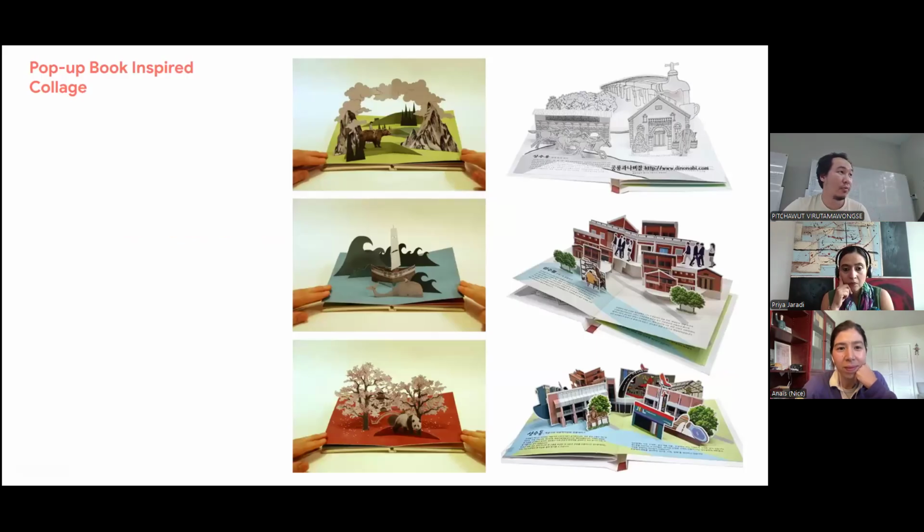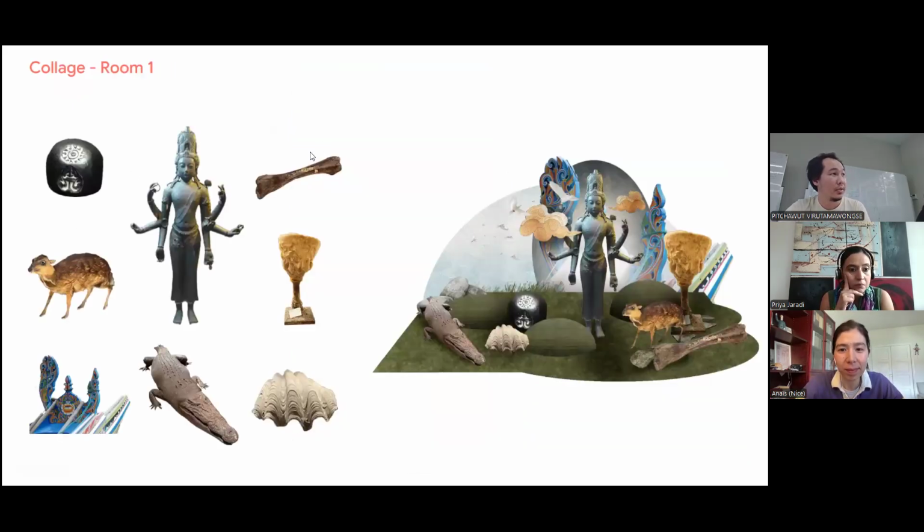Then we go to the idea of the rooms, all the rooms that will show up based on your instruction. We think it might be a good idea to work on a collage for each room, because we have so much content in every room. We're trying to find a way to put them together. This pop-up book is the first idea, and we're trying to work on it.